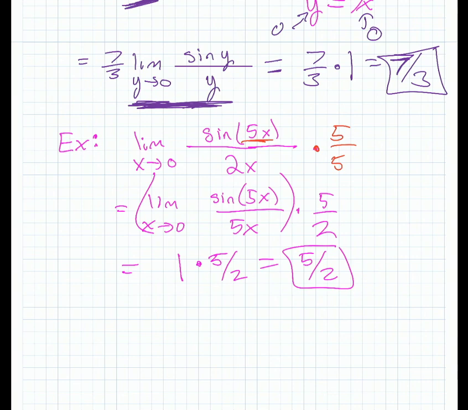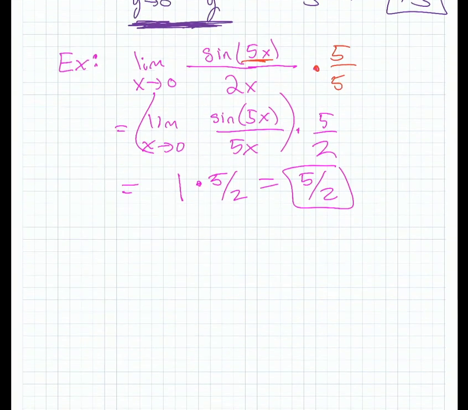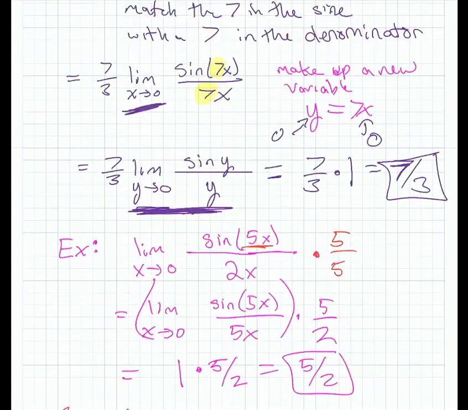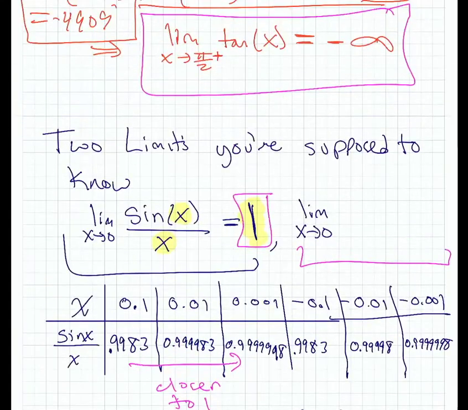All right. What if you're too lazy to do that? So this would be the super lazy way. If x goes to 0, then sine x is approximately x. Why is that? Well, think about it. Look at the limit that you're memorizing right here: sine x over x.